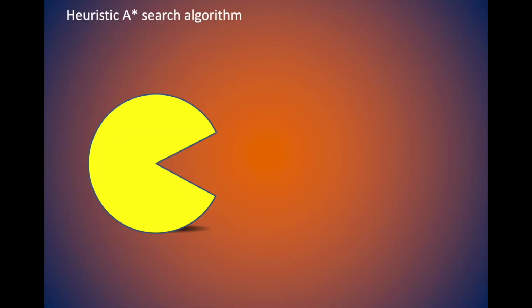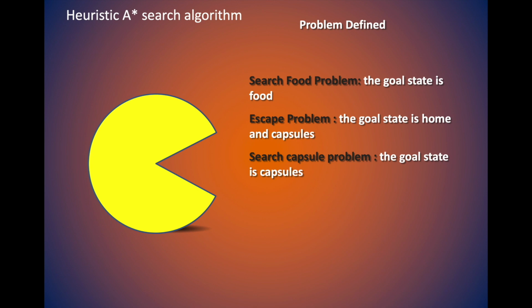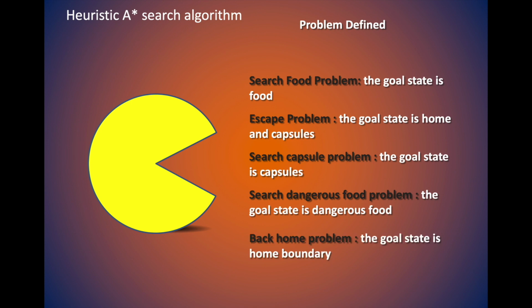Then we talk about the heuristic A* search algorithm. As for this algorithm, we defined the search food problem and the escape problem, as well as the search capsule problem and the search dangerous food problem. Lastly, the back home problem.